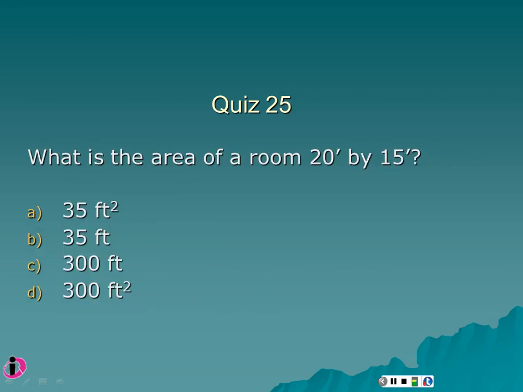What is the area of a room of 20 feet by 15 feet? This is a rectangle, so you'll be multiplying 2 dimensions, and when you multiply, the right answer should be D, right? It's D, right? All right.